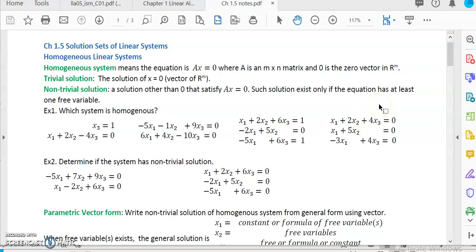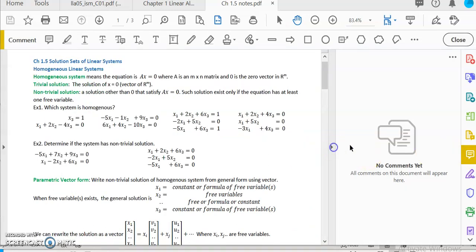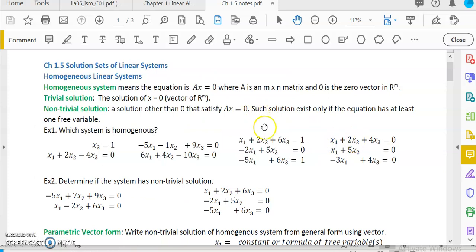Secondly, we're going to introduce a new term called homogeneous system. And we're going to understand how a homogeneous system is different from the non-homogeneous system in terms of the solution and also the relationship between their solutions. So what is a homogeneous system? By definition, a homogeneous system is one where in the Ax equal to b, the b is a zero vector. That means you're solving Ax equal to 0.